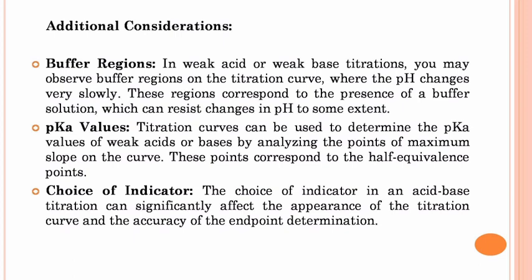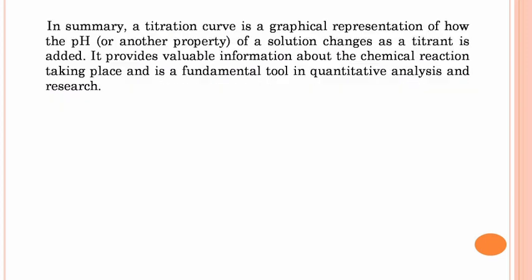Third, choice of indicator. The choice of indicator in an acid-base titration can significantly affect the appearance of the titration curve and the accuracy of the endpoint determination. In summary, a titration curve is a graphical representation of how the pH, or another property, of a solution changes as a titrant is added. It provides valuable information about the chemical reaction taking place and is a fundamental tool in quantitative analysis and research.